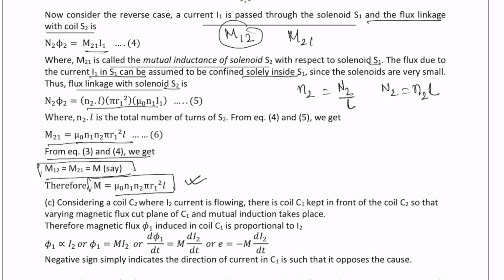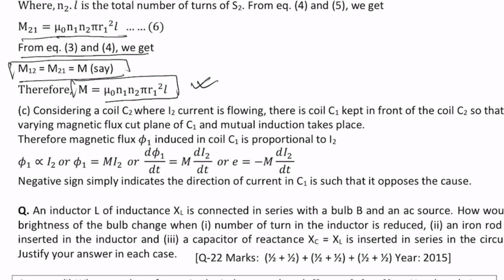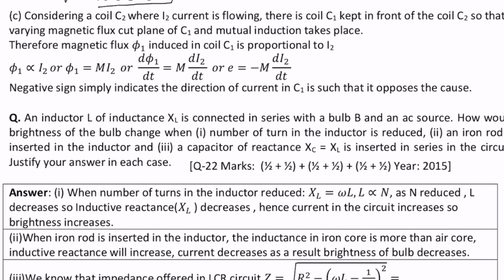Let us come to the second part. In an experiment of two coils C1 and C2 placed close to each other, find the expression for induced EMF in coil C1 due to the change in current through C2.